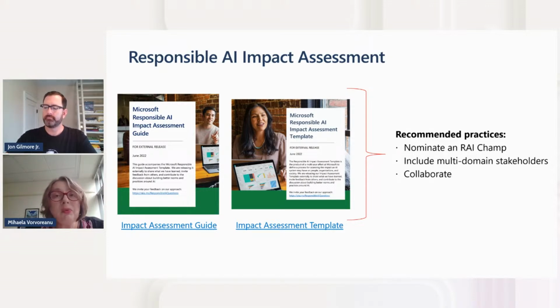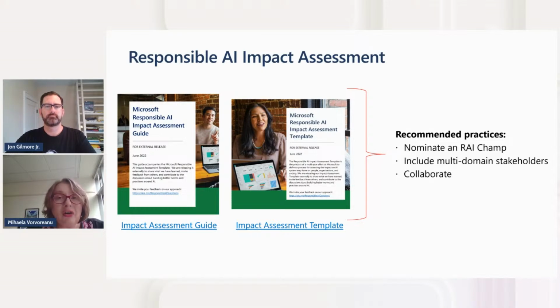First, you might want to nominate a responsible AI champ. The responsible AI champ need not be a deep expert in responsible AI, but is someone who can help you navigate this document and navigate the principles, the responsible AI standard, the words that we've been mentioning that maybe others might not be intimately familiar with.